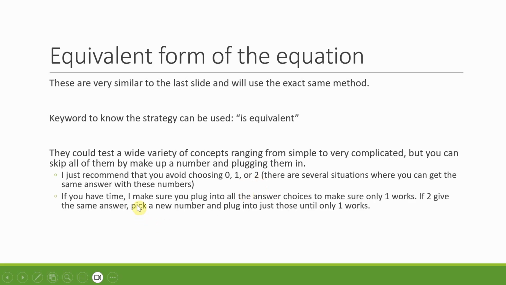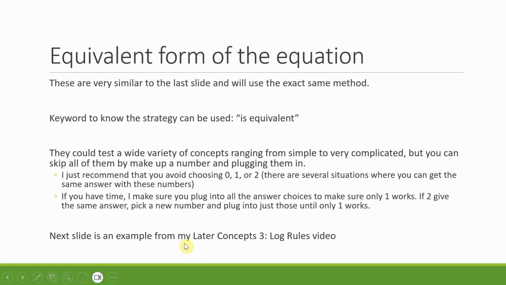If you do have time, I would recommend that you plug your chosen number into all the answer choices and make sure only one of them agrees. Sometimes you'll choose the magic number where there's actually 2 that work. If that happens, just pick a new number and plug it into just those that worked before until only one of them still works. It's rare, but it can happen.